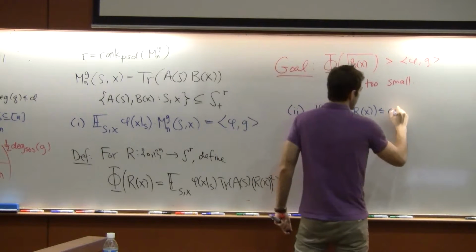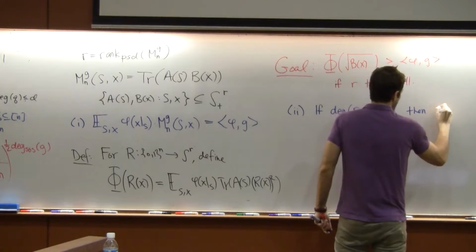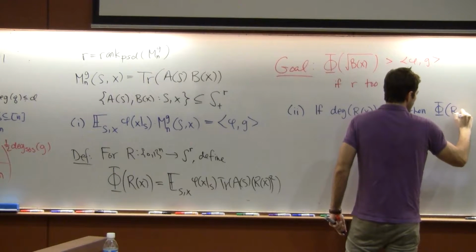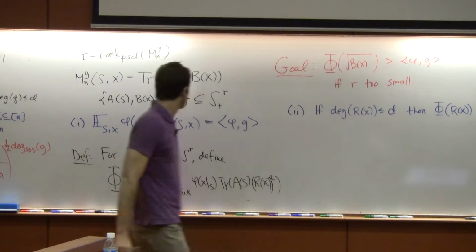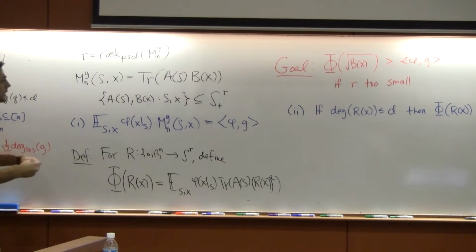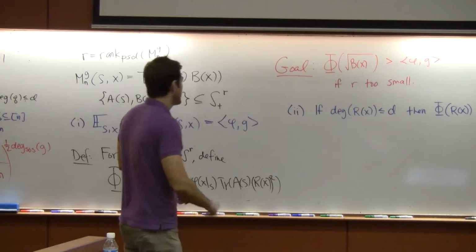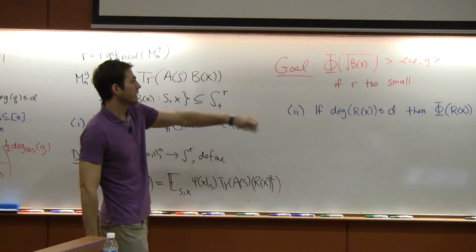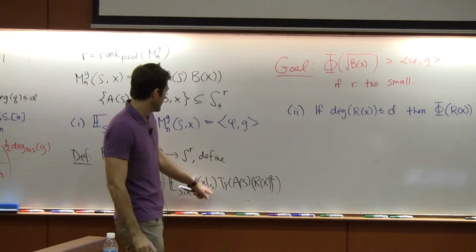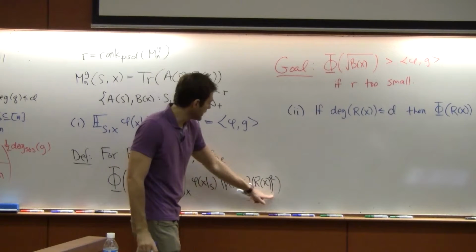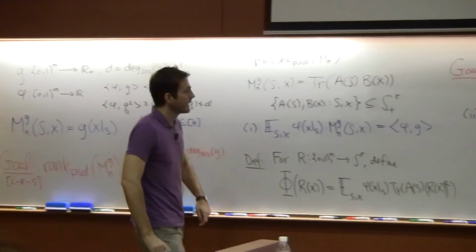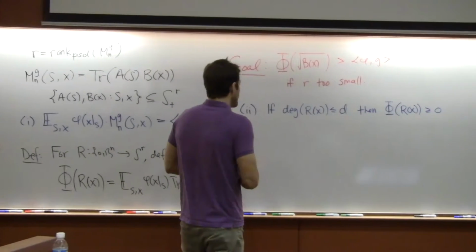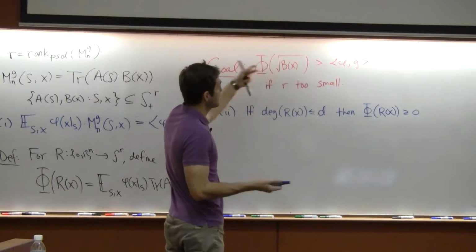So if the degree is at most d, this is what we saw before, then when we apply this to R, we get something non-negative. It's just because at the end of the day, when you apply this to an R which has degree at most d, then this thing is hitting here only low degree squares in the expansion, and when this thing hits a low degree square, it always outputs something non-negative.